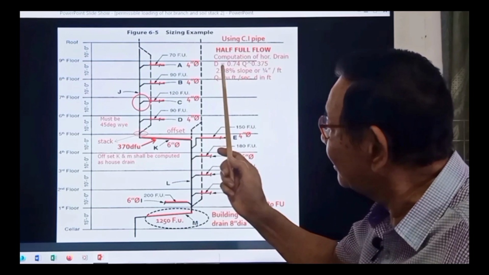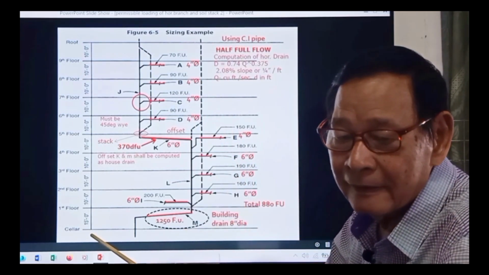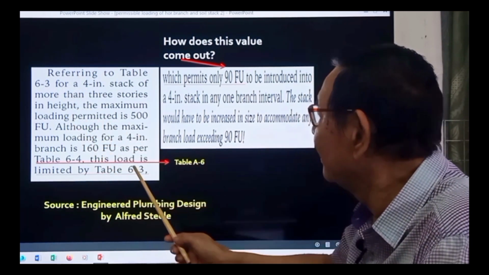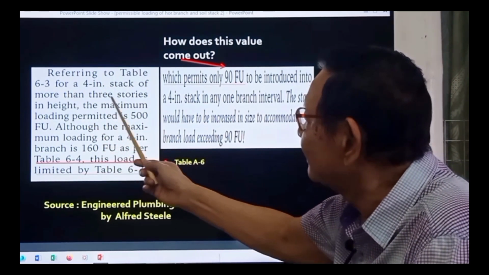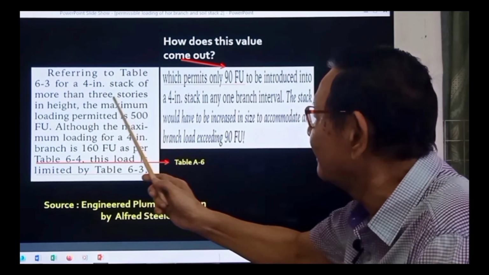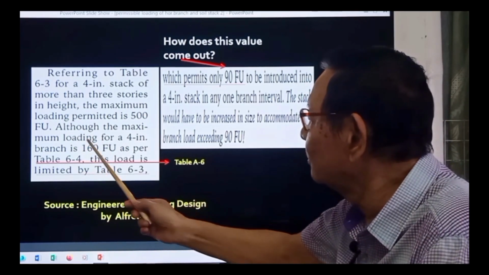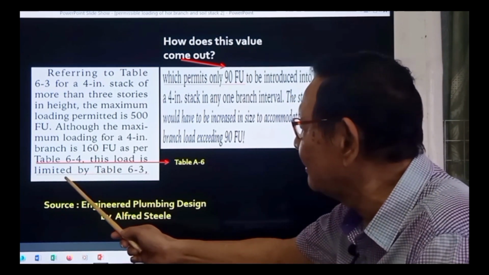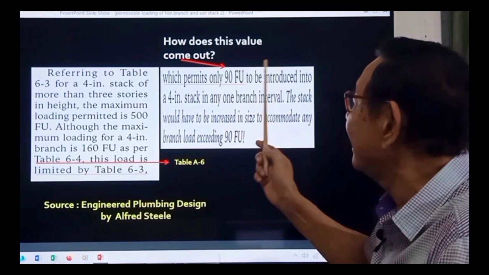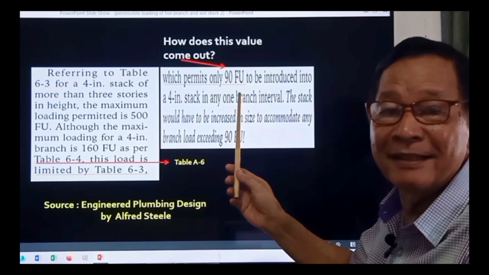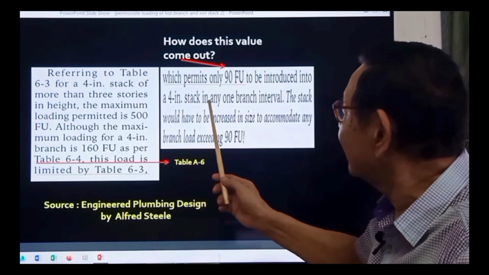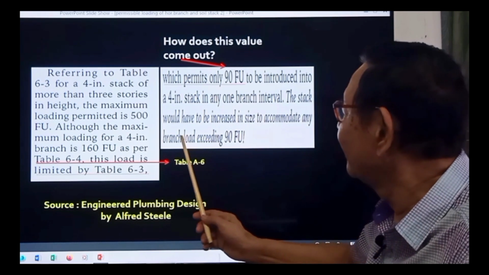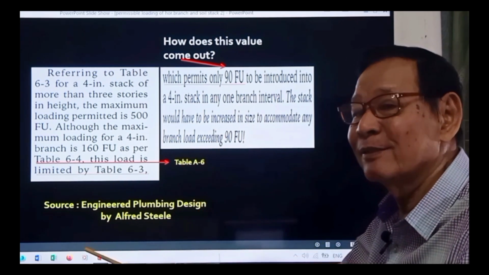Ang sinasuggest ni Dr. Alfred Steele, ganito. Referring to Table 6.3, for a 4-inch stack of more than 3 stories height, the maximum loading permitted is 500 fixture units. Although the maximum loading of a 4-inch branch is 160, per Table 6.4, this load is limited by Table 6.3, which permits only 90. To be introduced into a 4-inch stack in any one branch interval, the stack would have to be increased in size to accommodate branch load exceeding 90. Kailangan mo pala i-increase.